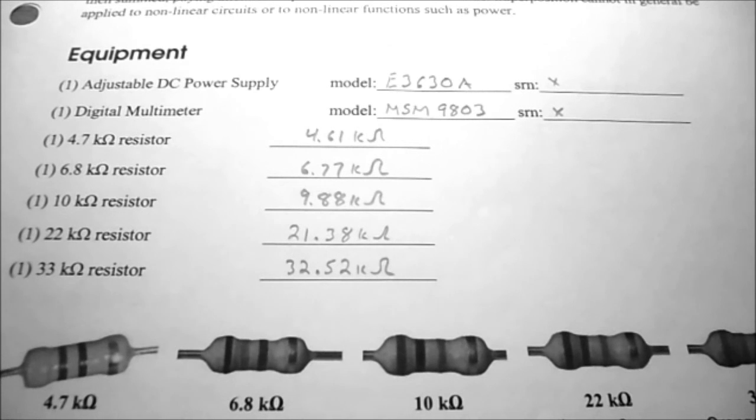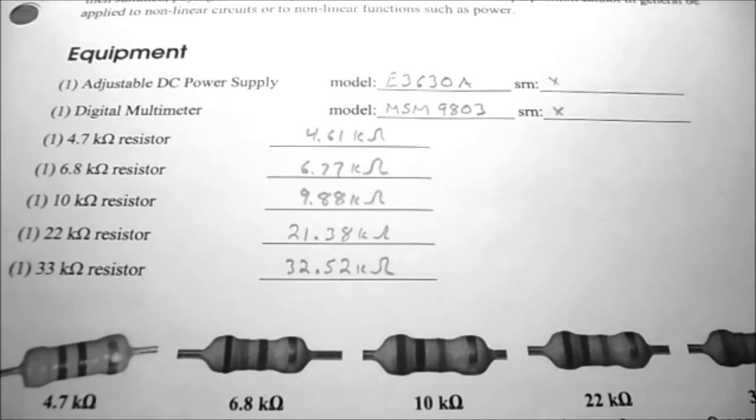Under equipment, you can see we're going to be using the adjustable DC power supply. This is the Agilent model E3630A. The digital multimeter is the Mastech MSM 9803.